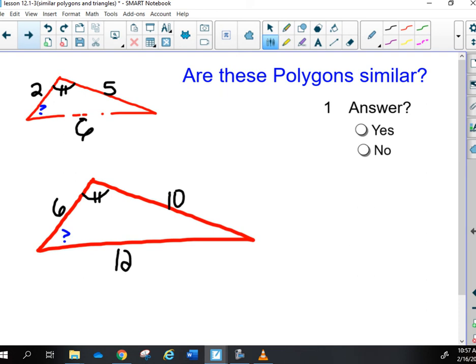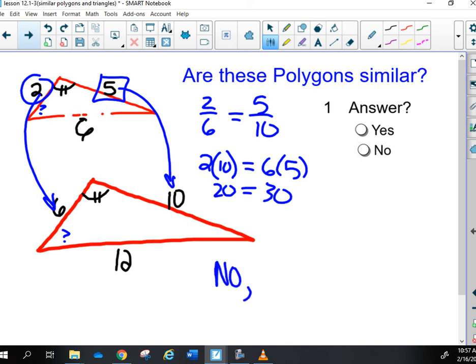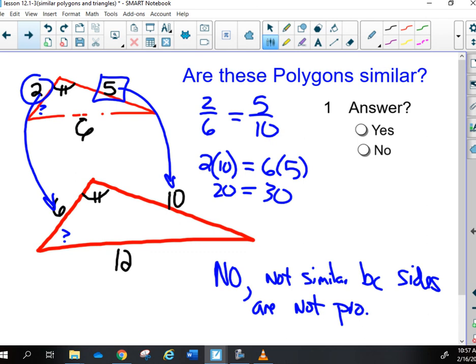All right, so this one right over here, if I got the 2 proportional to the 6 as the 5 is proportional to the 10, I want to see, are these sides proportional to one another? Is 2 times 10 equal to 6 times 5? And I can see right now they are not. So I would say right now, no, they are not similar because the sides are not proportional.